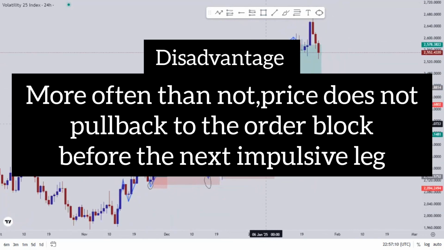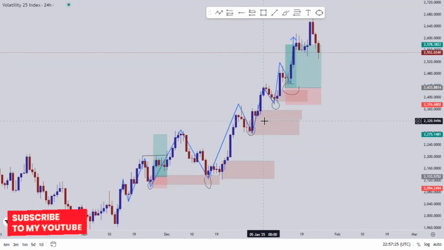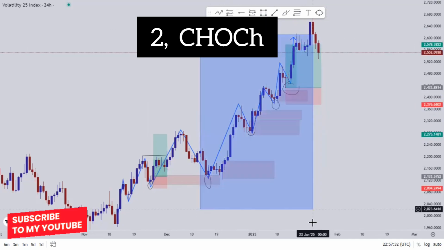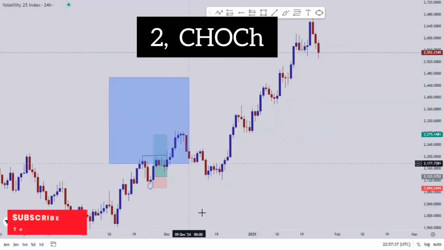is more often than not, price does not pull back down to the last candle before the next impulsive leg, right? That is when we should employ the next concept. That's the second entry model. That is change of character. Please let me briefly explain this particular concept because it is with a high precision, right?